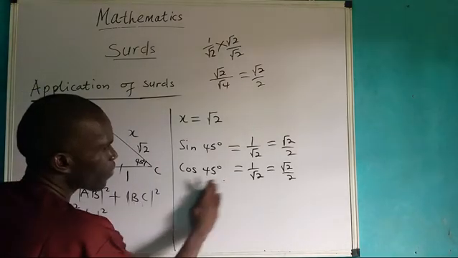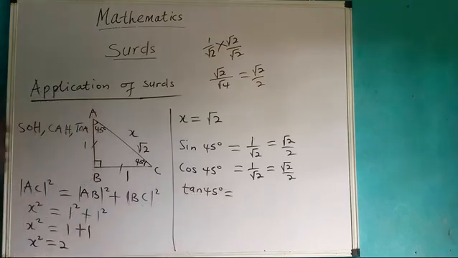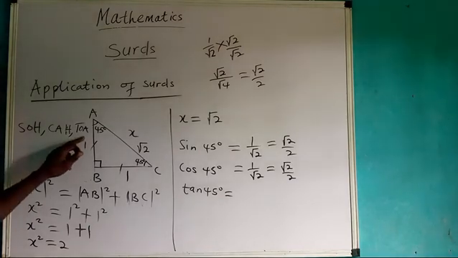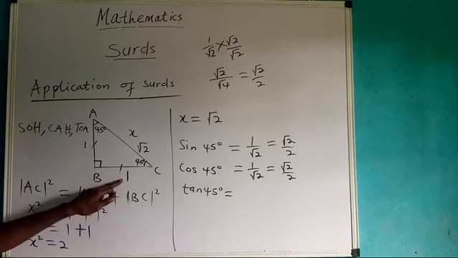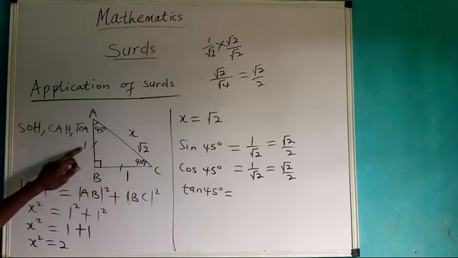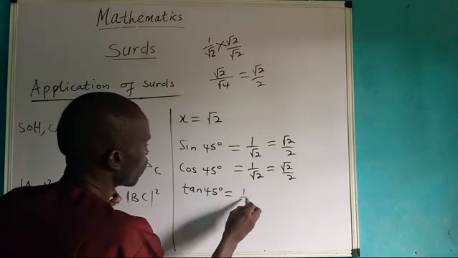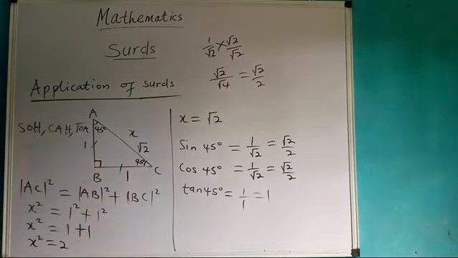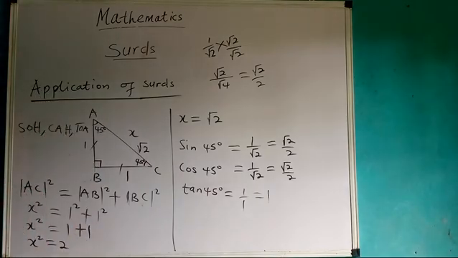Now let me look at the one for tan 45 degrees. For tan 45 degrees, it has to do with what? Opposite over adjacent. I'm dealing with this angle, so this side facing it is opposite, and this side is my adjacent. That becomes opposite over adjacent, that is 1 over 1. Don't forget, 1 divided by 1, I will have 1. Therefore, tan 45 degrees is 1. This is how we determine the ratio for sine, cosine, and tangent using the isosceles right angle triangle.